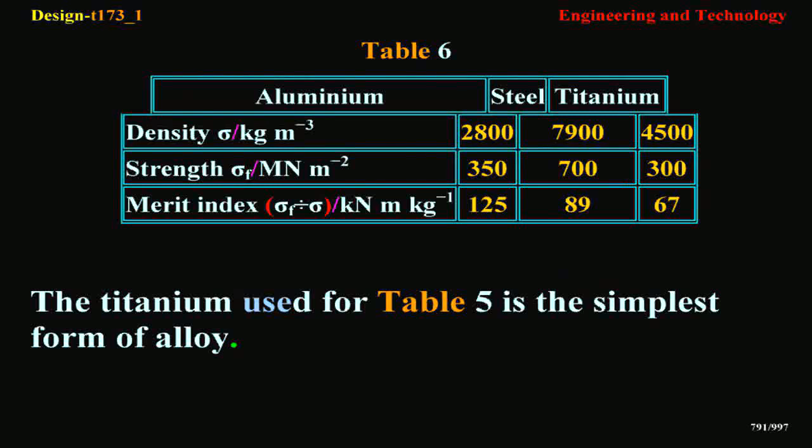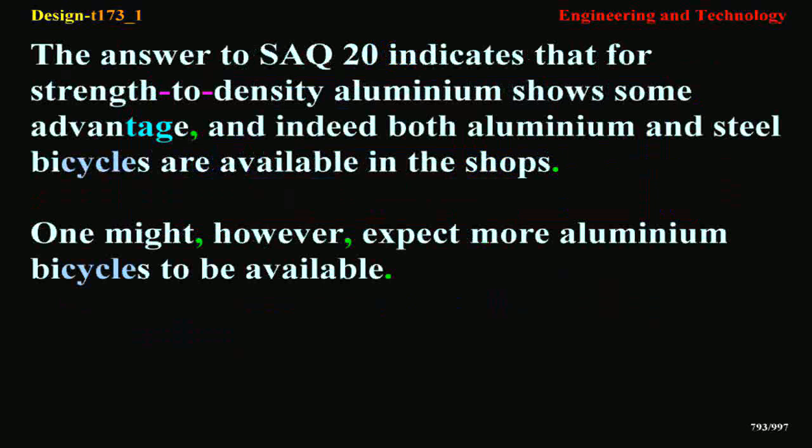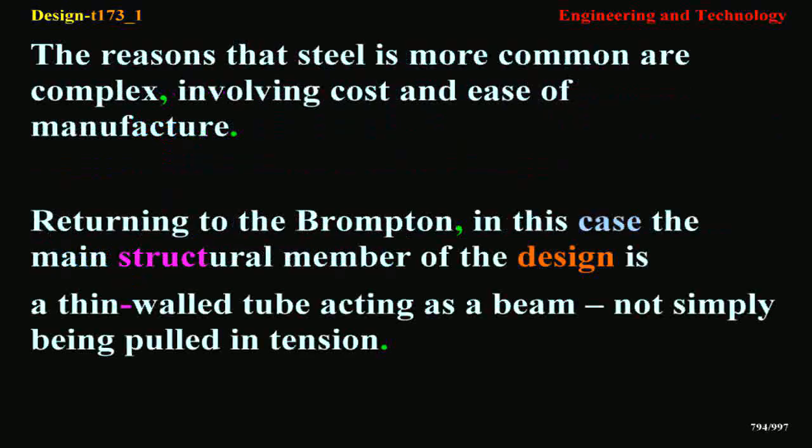The titanium used for Table 5 is the simplest form of alloy. Titanium alloys can achieve much higher values of strength but are difficult to manufacture. The steel used is one that can easily be drawn into tubes, and the aluminum is a common alloy that is relatively easy to weld. The answer to SAQ 20 indicates that for strength to density aluminum shows some advantage, and indeed both aluminum and steel bicycles are available in the shops. One might, however, expect more aluminum bicycles to be available. The reasons that steel is more common are complex, involving cost and ease of manufacture.